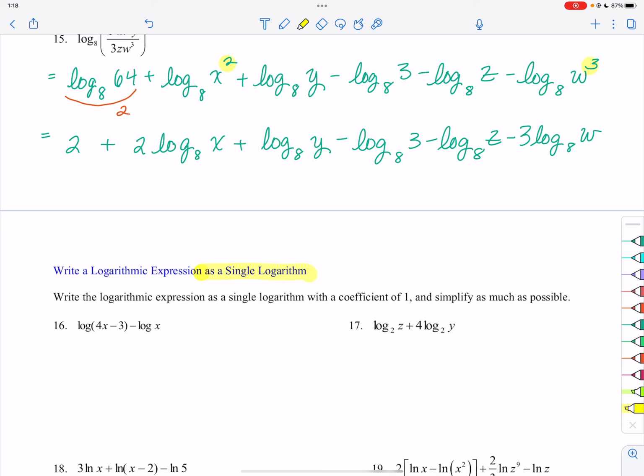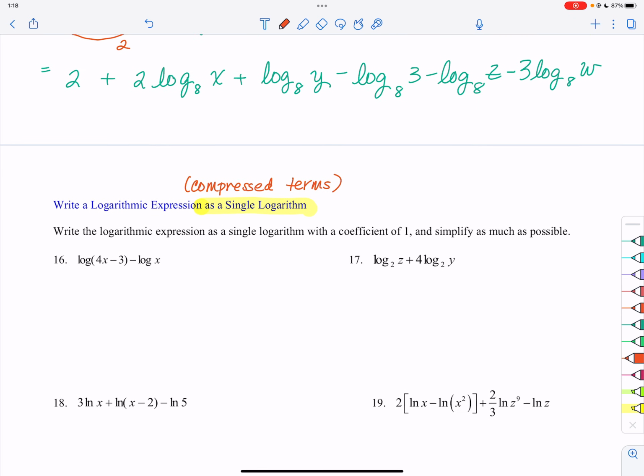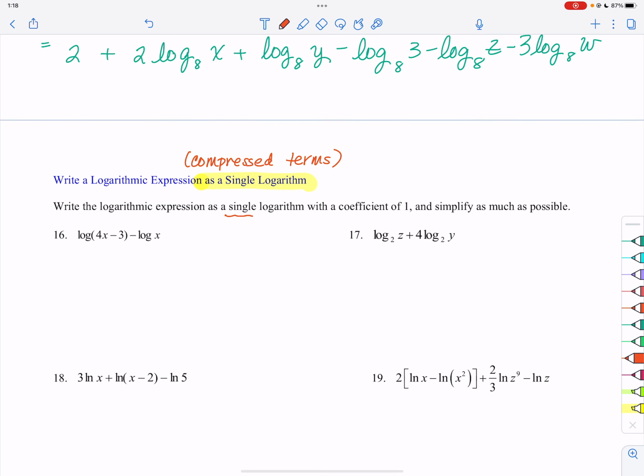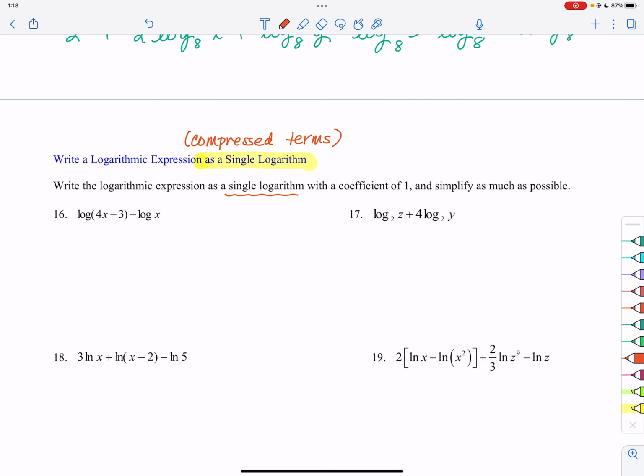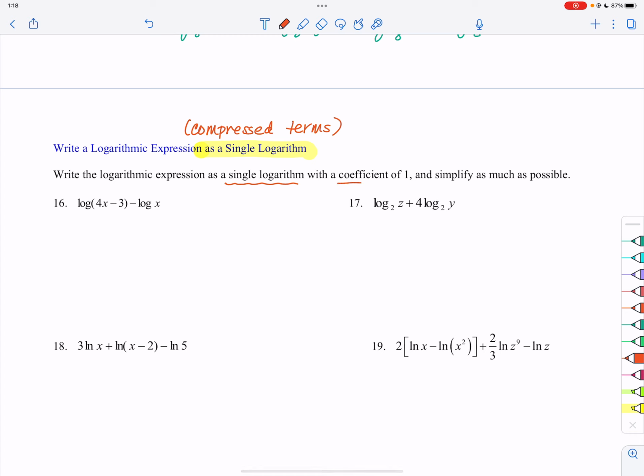Now we're going to write these several logarithm terms as a single logarithm, and I actually sometimes call this compressed terms. So we are going to write this as a single logarithm with a coefficient of 1, and we will simplify as much as possible. So what do you notice? We have the difference of logs, and the difference of logs is the log of a quotient.